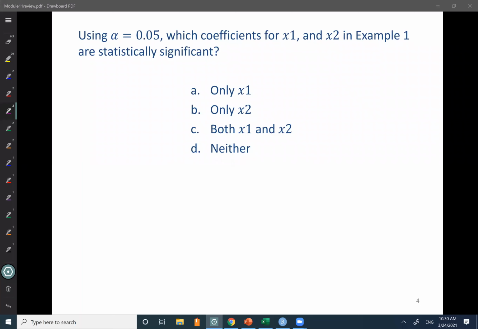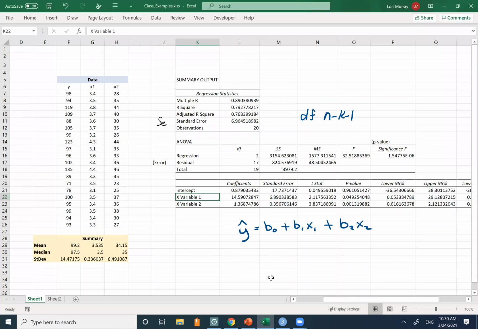So hopefully the poll goes through this time. There we go. If you want, I can go back to the Excel sheet. So is it just x1? Is it x2? Is it both? Let's go back to the Excel. Is it just x1 that's statistically significant? Is it x2? Both or neither?